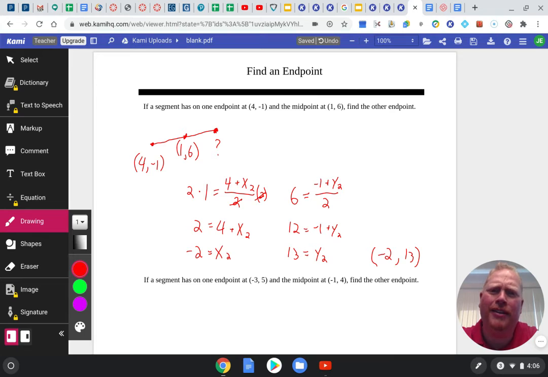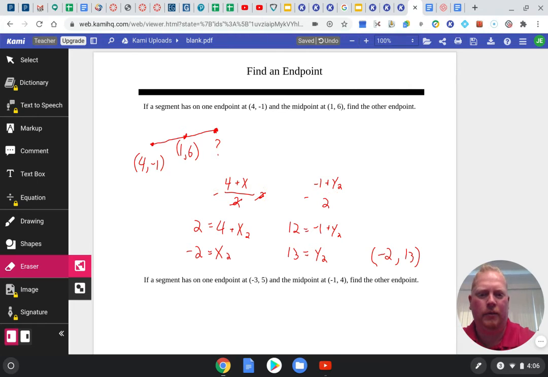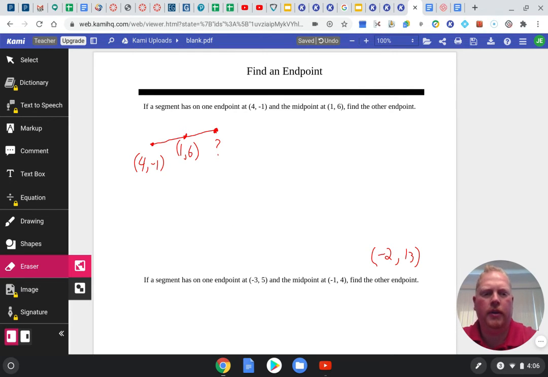Man, that was a pain in the butt. Do you want an easier way to do it? I would love to show you. I don't want you doing that. There's something much easier that we can do. So let's get rid of this madness that we just did. All right, we're still going to end up with the same answer of (-2, 13), but let's find a much easier way to do this.